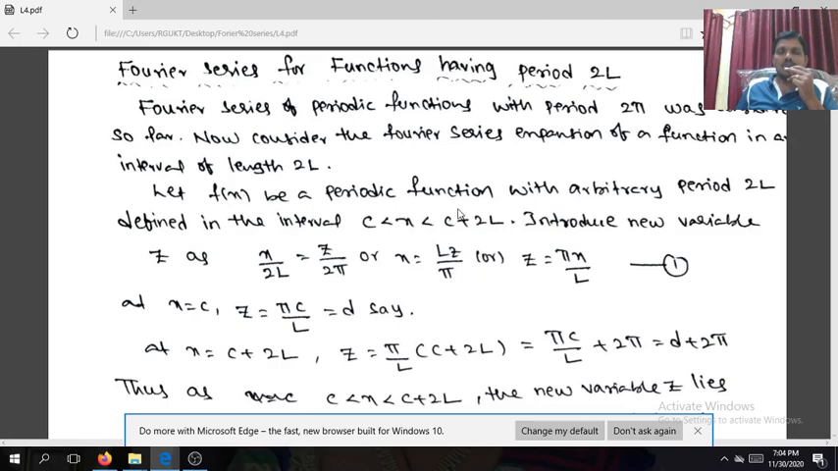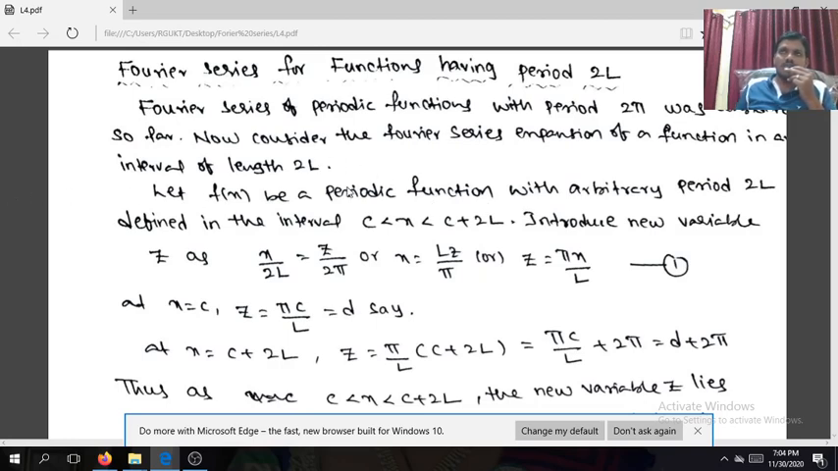Let f of x be a periodic function with arbitrary period 2l, where l is a constant, defined in the interval c less than x less than c plus 2l. In the last class, we took x in alpha less than x less than alpha plus 2 pi. Instead of 2 pi, I am taking an arbitrary constant l, so here it is 2l. The remaining is the same. If you write the Fourier series expansion in general for c less than x less than c plus 2l, then the procedure is the same.